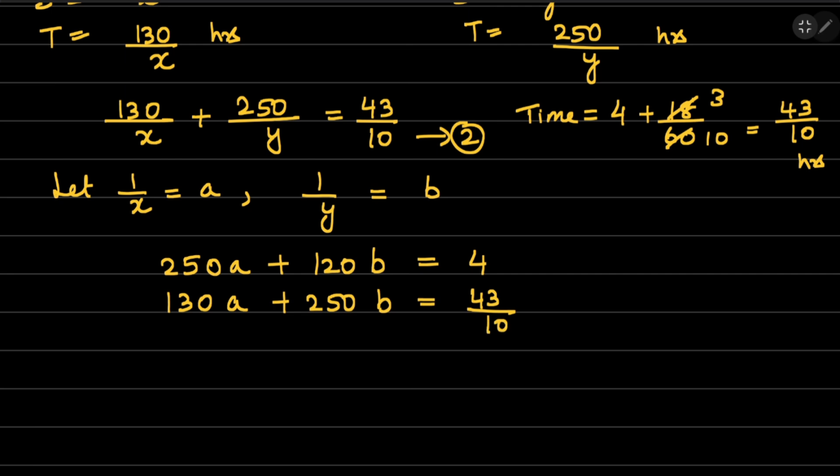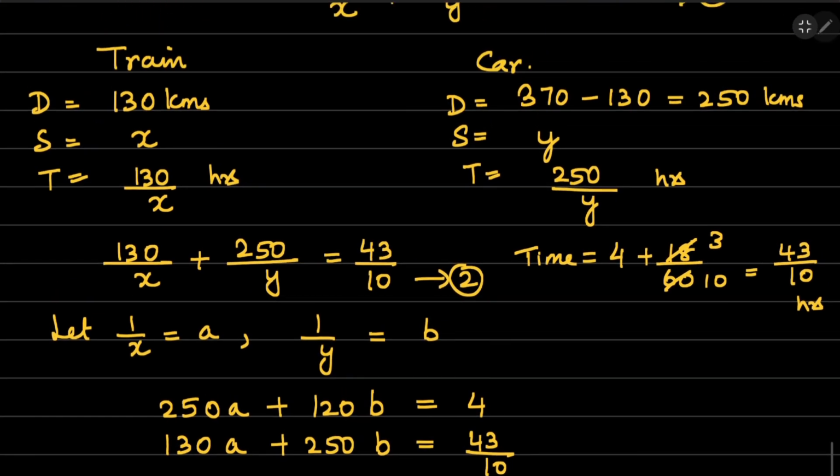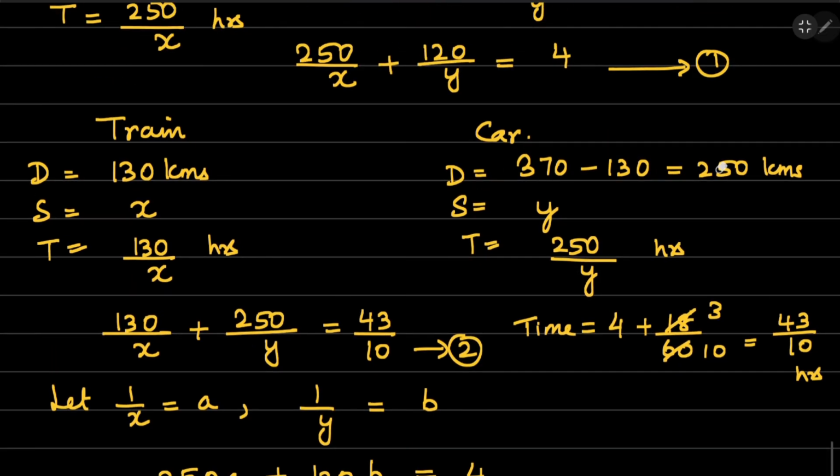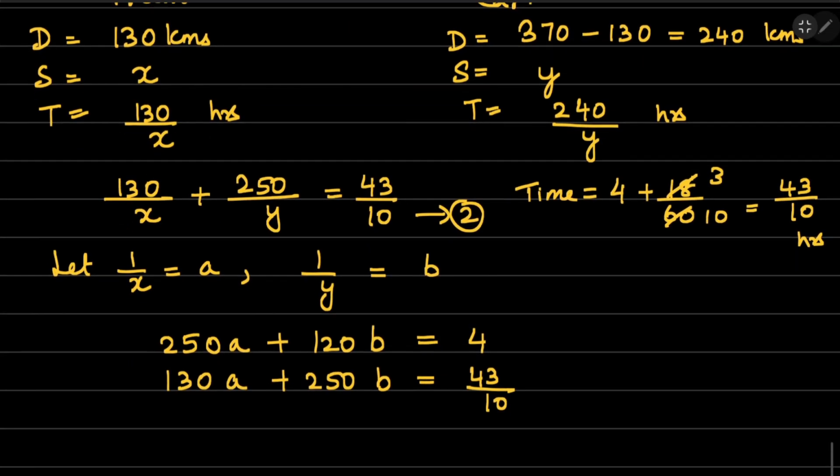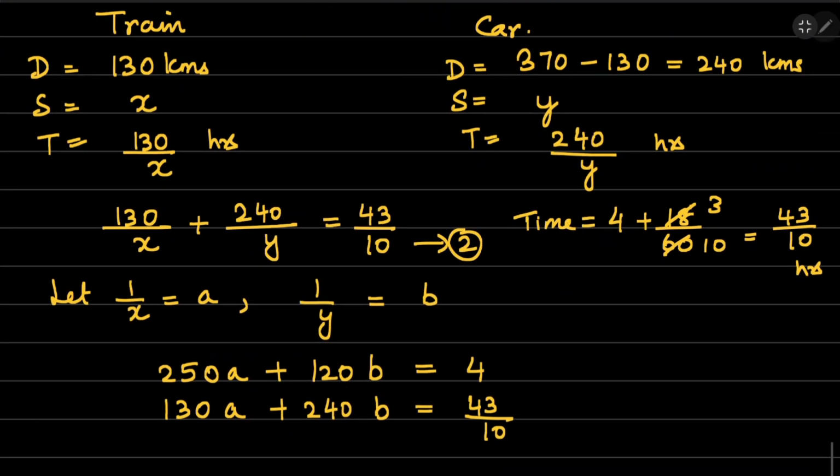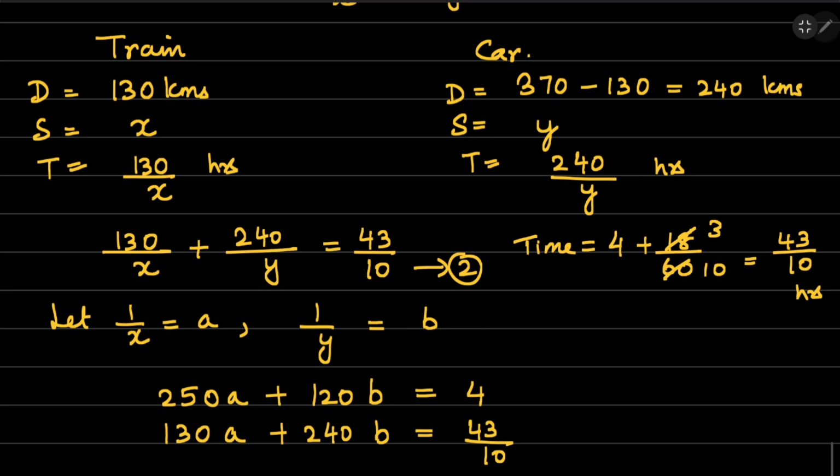Now, what you can do is, is it 250 or 240? Yeah, I think I made a mistake here. See, in this case, 370, 7 minus 3 is 4. So this one I missed writing here. I made a small mistake. It's not 250 kilometers, it is 240 kilometers. So everywhere I have to do the change. 240 kilometers. Where else should I change? The time taken by the car. It is 240. I have changed everywhere. So 370 minus 130 is 240. So 240 by y.